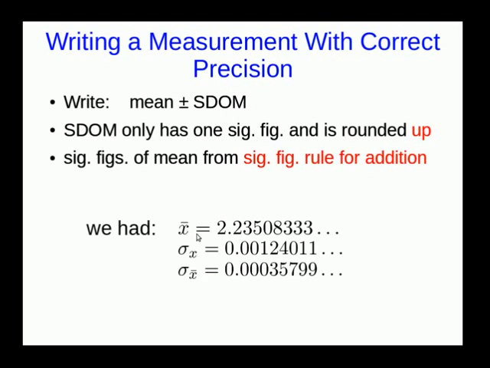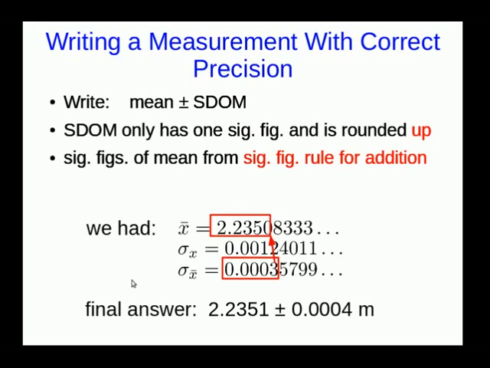So here's our mean for the data set we've been working with. Here's the standard deviation. If you just divide that by the square root of the number of data points, that's the square root of 12, you get this. So there's the SDOM. So notice the SDOM, we would cut it off here. It's only got one sig fig. It would be rounded up to 0.0004. And then that's telling you, since it's sitting in the fourth place after the decimal point, that the mean is going to be rounded to that as well. And so there are the sig figs of the mean, although we have to be careful with our rounding. And there is our final answer.